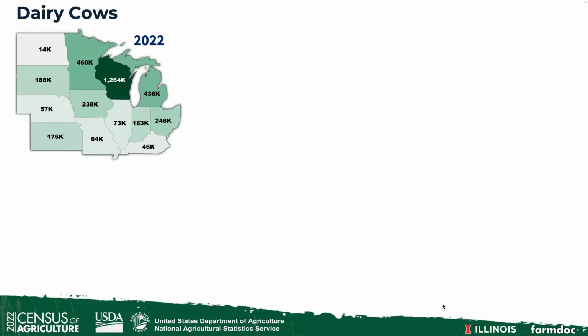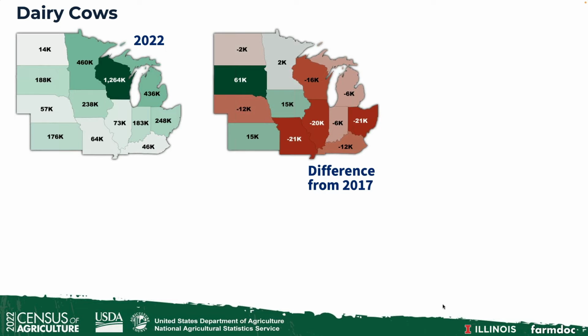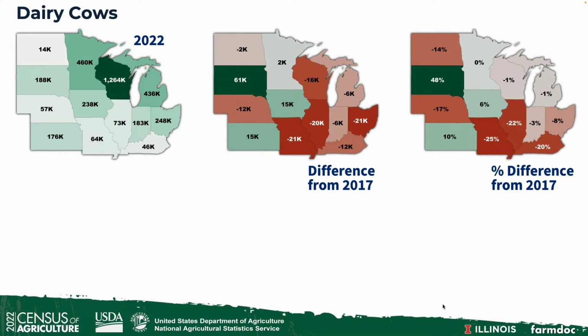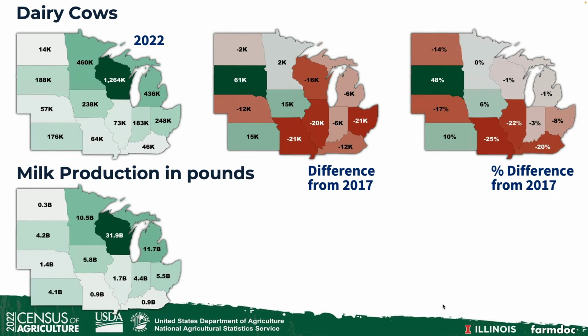So there's dairy cows and the change from 5 years ago. So South Dakota went up significantly. Wisconsin went down 16,000, but they started from a big number. Illinois is down 20,000. They only had 73,000. It's a big change. Now it's percentage difference, and there's South Dakota bucking the trend. They've done something, I imagine, to help their dairy industry get going.